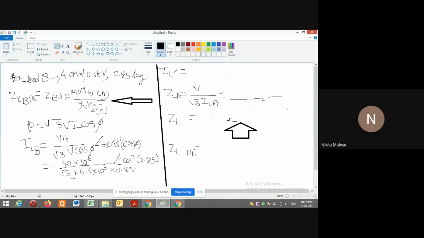So tell me the value for ILB. Yes, what is the value for ILB? 4116.57. Yes, correct. It is 4116.57 at an angle of minus 31.78 in ampere. Okay. Now find out the load impedance for B.